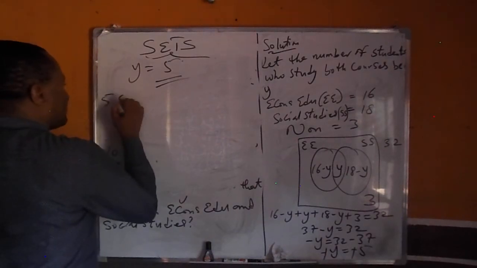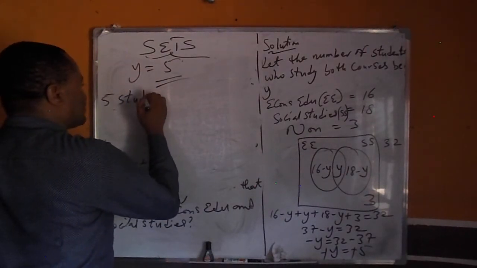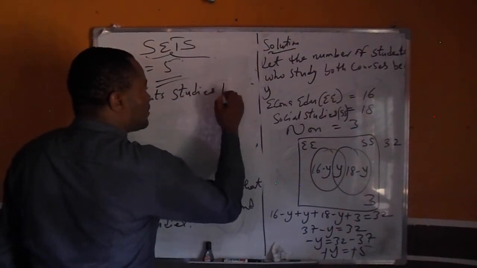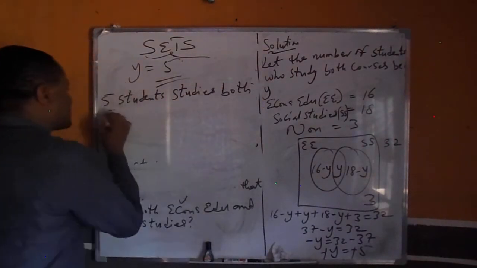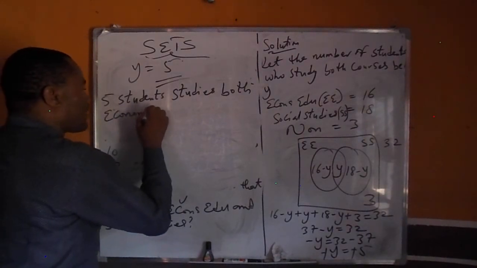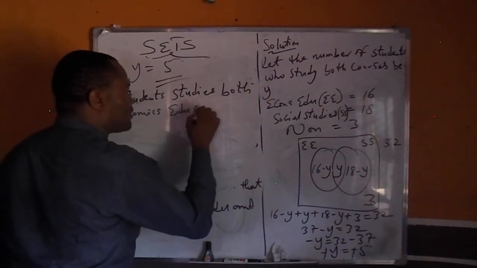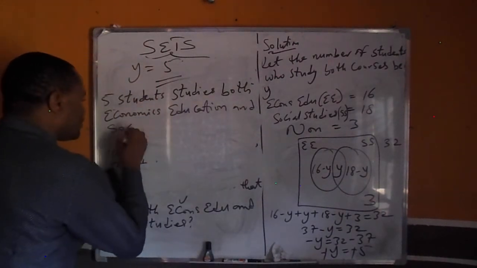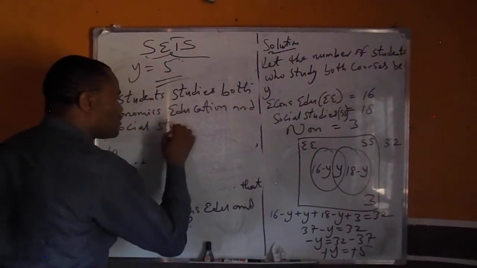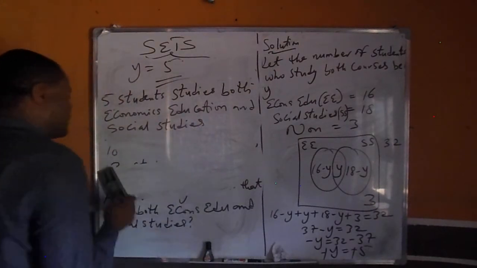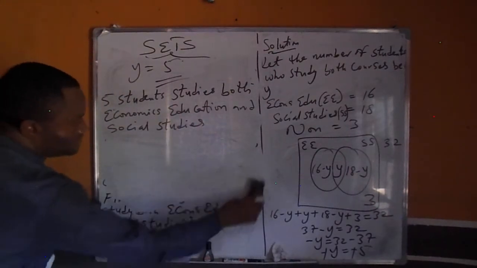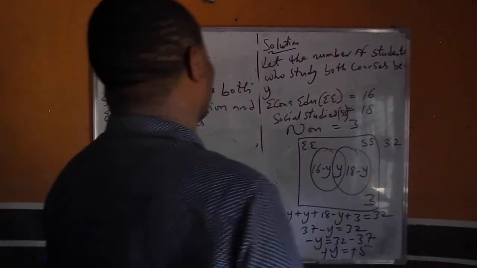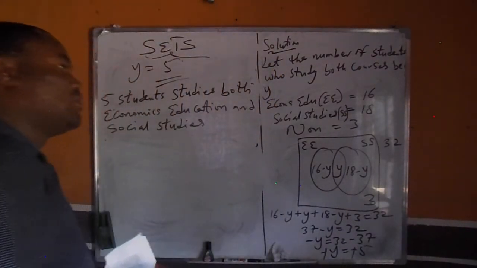5 students study both economics education and social studies. That means 5 students study both. 5 students study both economics and social study.